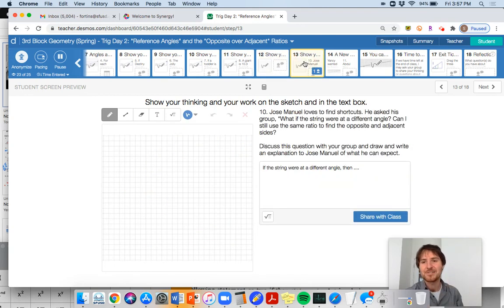Wow, that was a lot. I wasn't expecting such a hard problem on there. Jose Manuel loves finding shortcuts. He asked a group, what if the string were at a different angle? Can I still use the same ratio to find the opposite and adjacent sides?